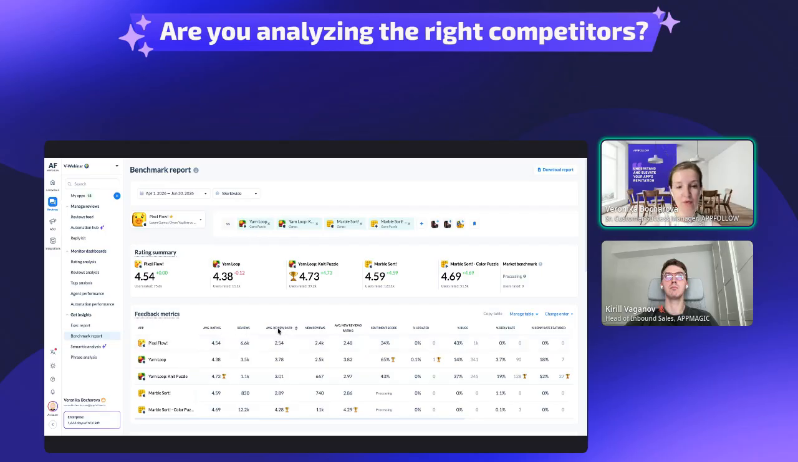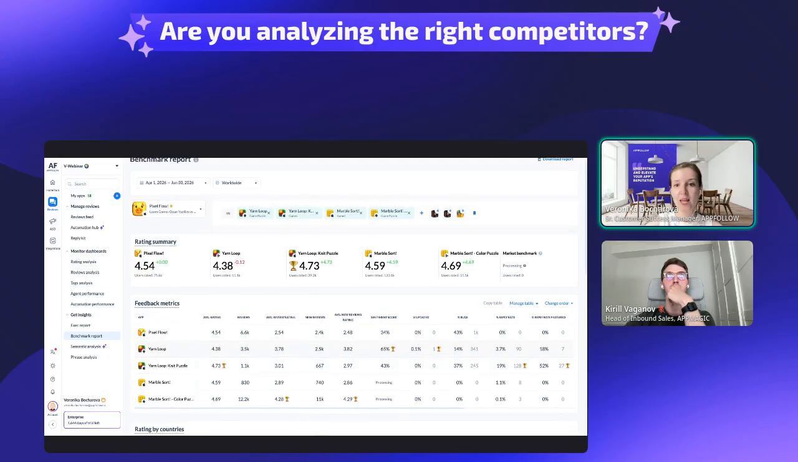We have the average review rating indicated here, and it looks like actually Yarn Loop users are happier than the Pixel Flow ones, because Pixel Flow's reviews are 2.5 points on average, the rating, and then Yarn Loop is much higher than this. So we already know that there is something that makes Yarn Loop users share more positive feedback. Let's try to understand why. Let's try to understand it a bit further.